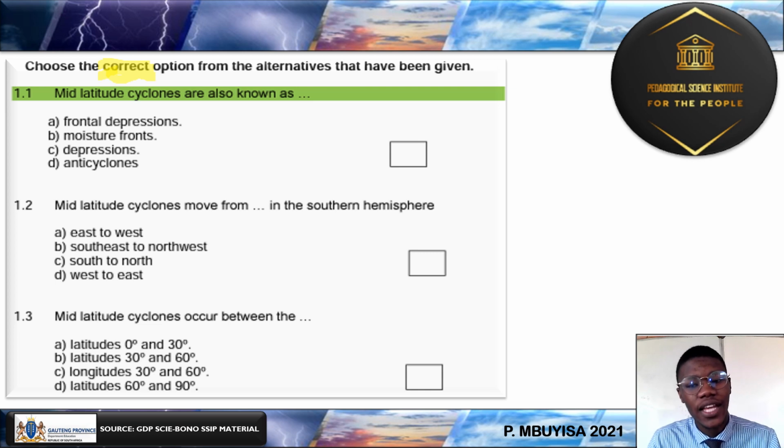1.1, mid-latitude cyclones are also known as A, frontal depressions, B, moisture front, C, depressions, D, anticyclones. Which one is the most correct one? Now, remember we are looking at mid-latitude cyclones. And the cyclone is a low pressure system. What's the opposite of cyclone? It's anticyclone.